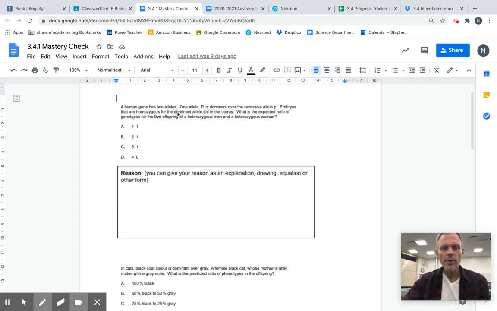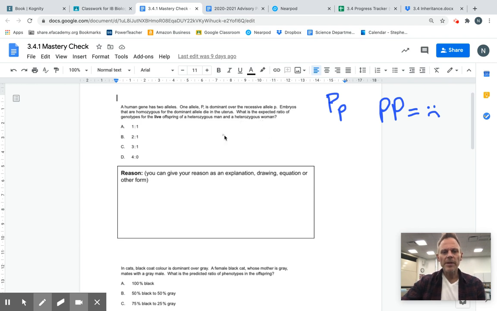So a human gene has two alleles. One is dominant and one is recessive. So big P is dominant, little p is recessive, and this would be heterozygous. It says that embryos that have a big P and a big P equals fatality, right? The embryos aren't born.